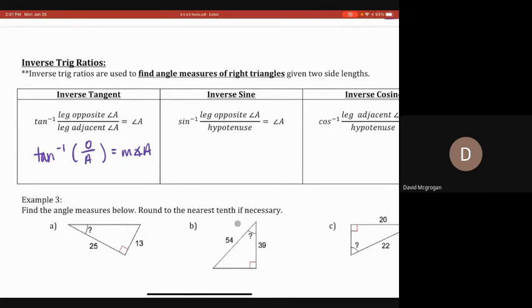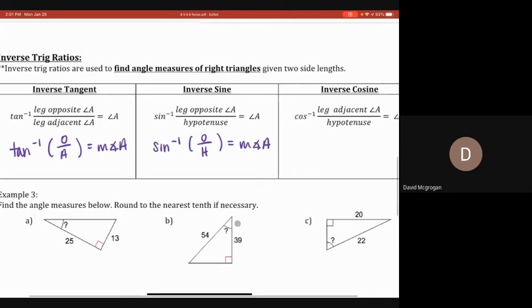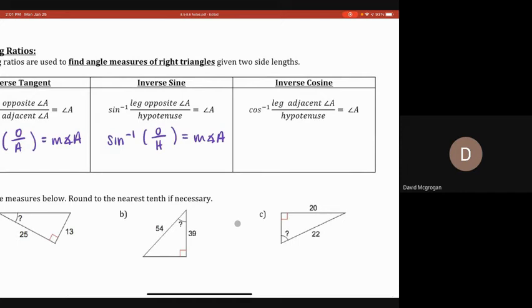Inverse sine: to find an angle, if we have the opposite and the hypotenuse, we would do inverse sine of the opposite length over the length of the hypotenuse equals the measure of our missing angle. And then for cosine, inverse cosine of the adjacent length over the hypotenuse equals the measure of our missing angle. These are all still done with respect to an angle, but in this case, it's whatever angle you're looking for, rather than whatever angle you're given.